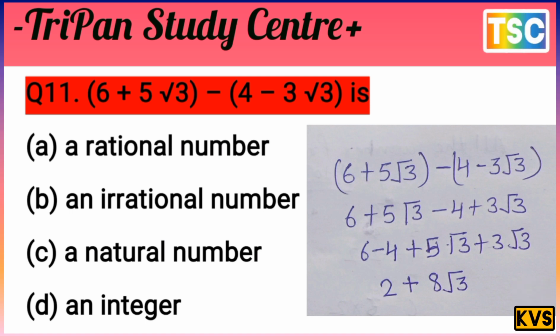2 + 8√3 is an irrational number. It means option B is correct here. Option B, irrational number, is correct. That's important here.